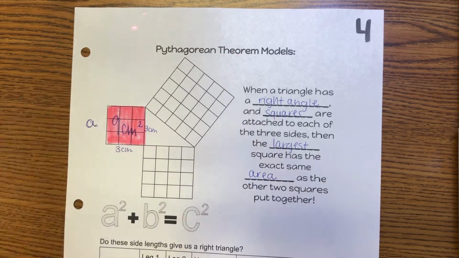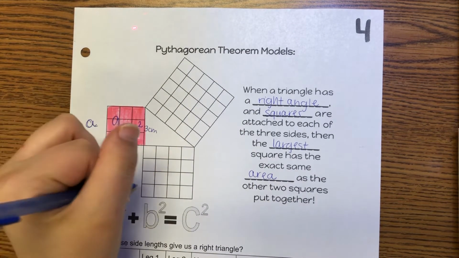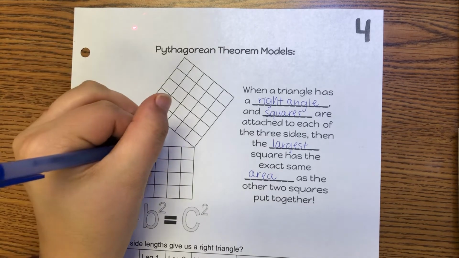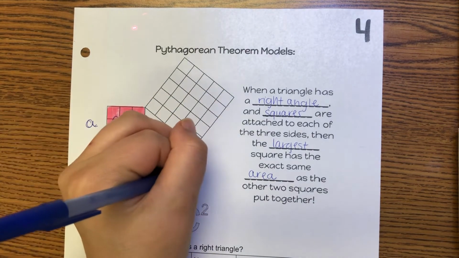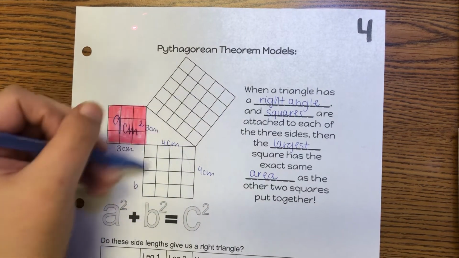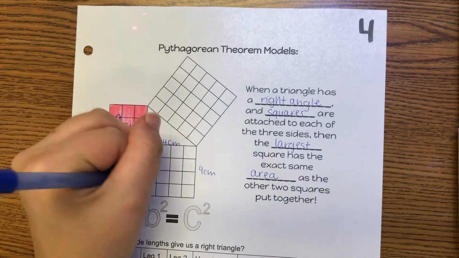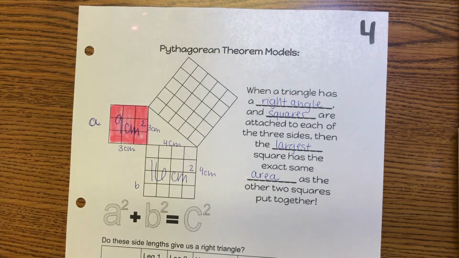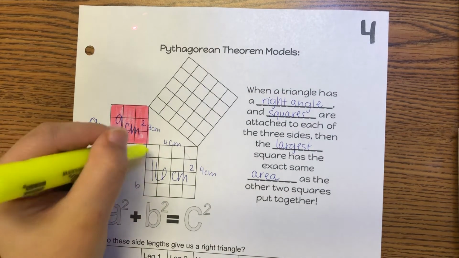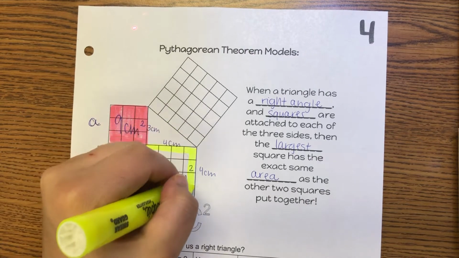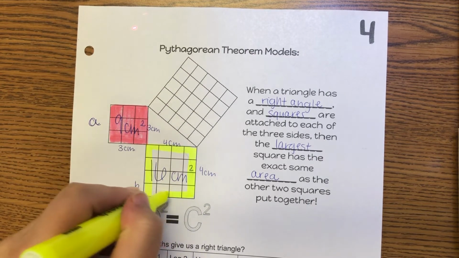Okay, for side B, we'll call this one B, I have a side length of 4 centimeters by 4 centimeters because it's a perfect square. So the amount of area inside this square is 16 centimeters squared. I'm going to use yellow to represent the area in here.